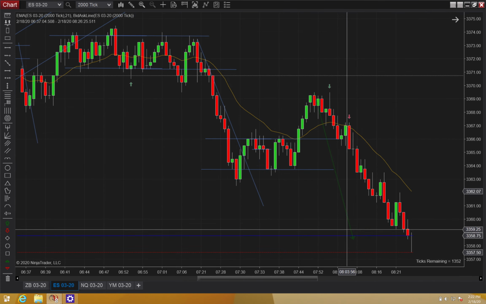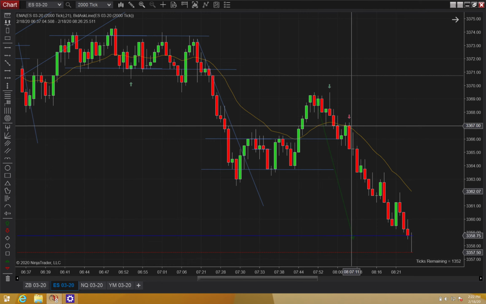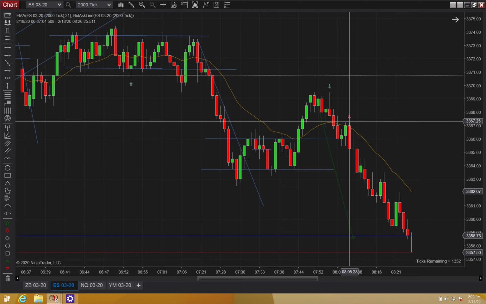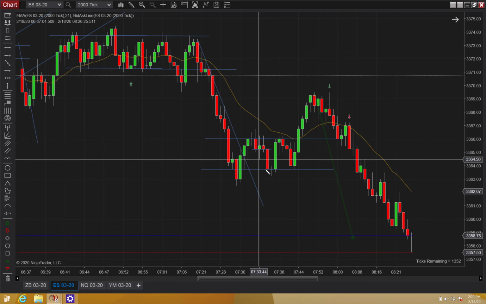All the way to your target, and then some. That would have been, this was easily the best trade of the day. I wasn't around my chart at the time, but that was a really good trade. Something that I see real quick as well might be worth pointing out.